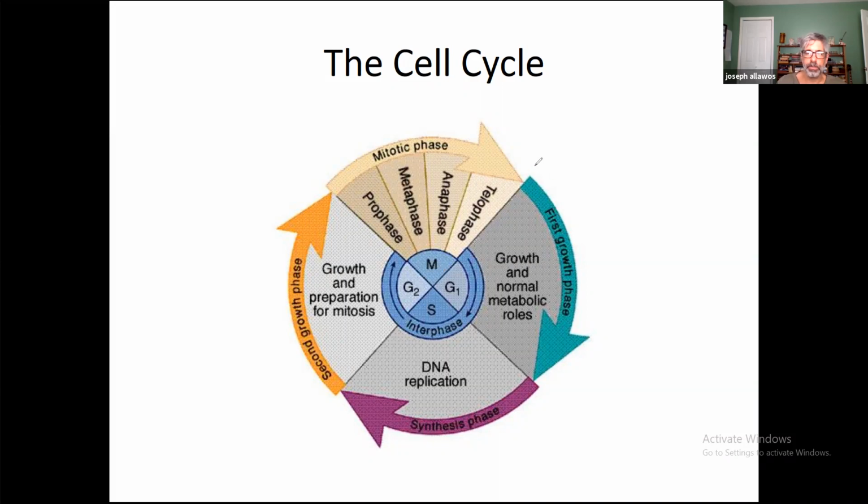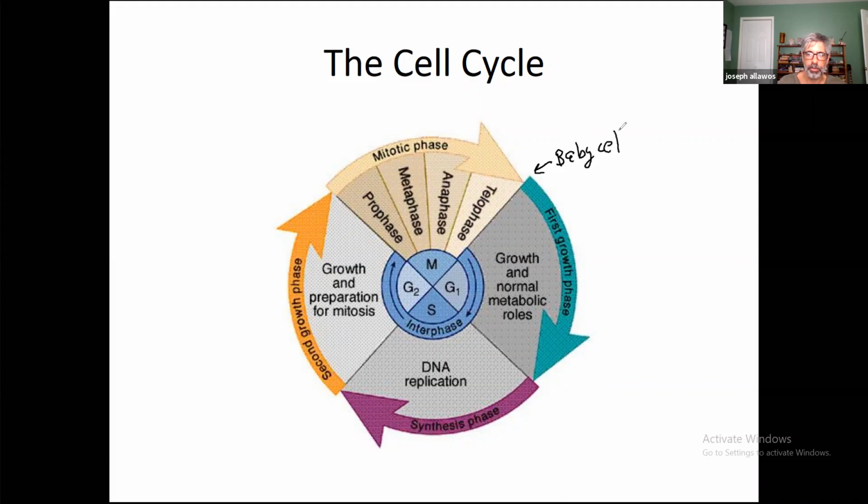The idea is if we start right here at G1, we have a little baby cell, let's say, a cell that was just formed. And anytime you have a cell that was just formed, you're going to be automatically in G1. The G stands for gap. This is gap 1. And you can see that it's called the first growth phase. It says growth and normal metabolic roles. And so this little baby cell starts to grow and develop its normal metabolism that you would expect. Okay, that's G1.